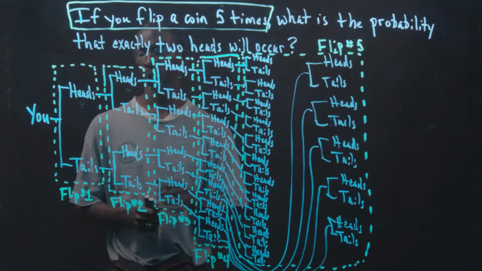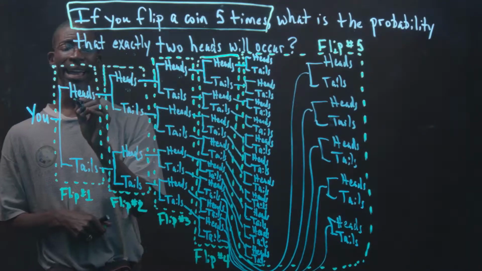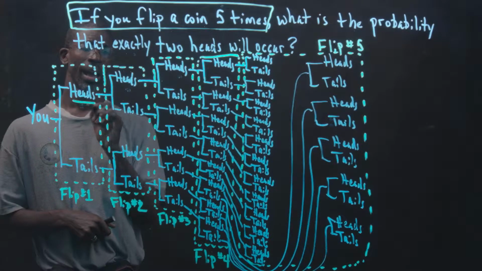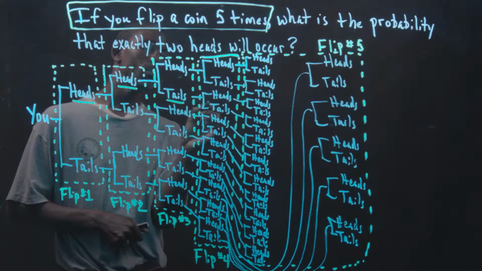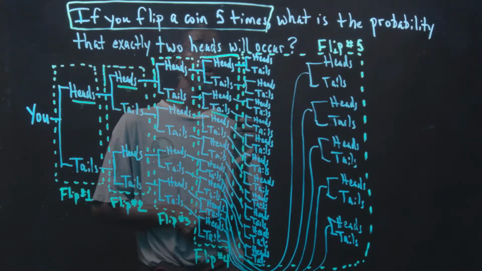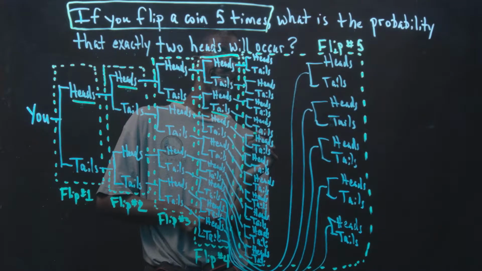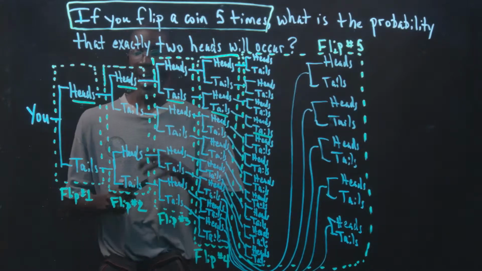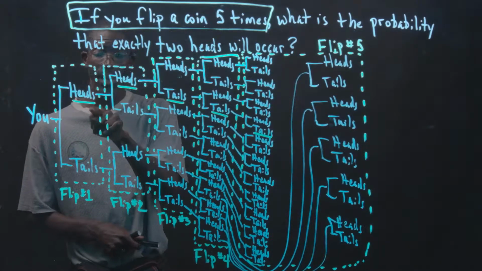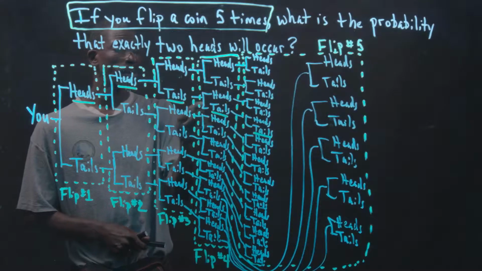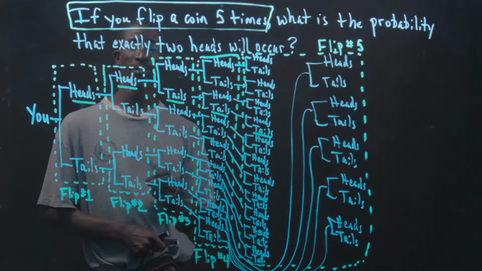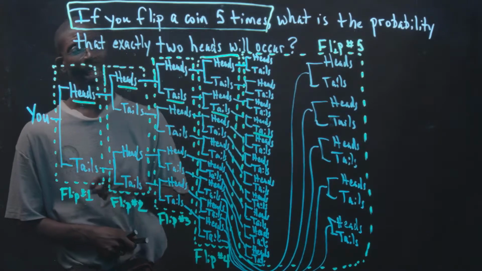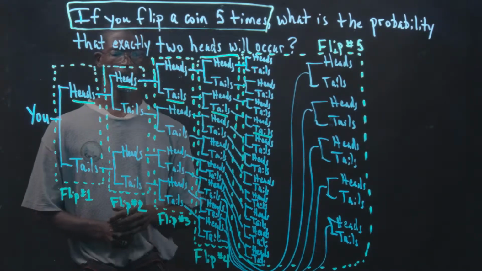Here's a pathway that would. I could have a heads on the first, I could have a heads on the second, and then all the rest of my flips would be tails. All the rest of my flips would be tails. I have 5 elements in my chain, flip 1, flip 2, flip 3, flip 4, flip 5, but inside that entire sequence of events, of flips, I only have 2 heads. That's one option that works.